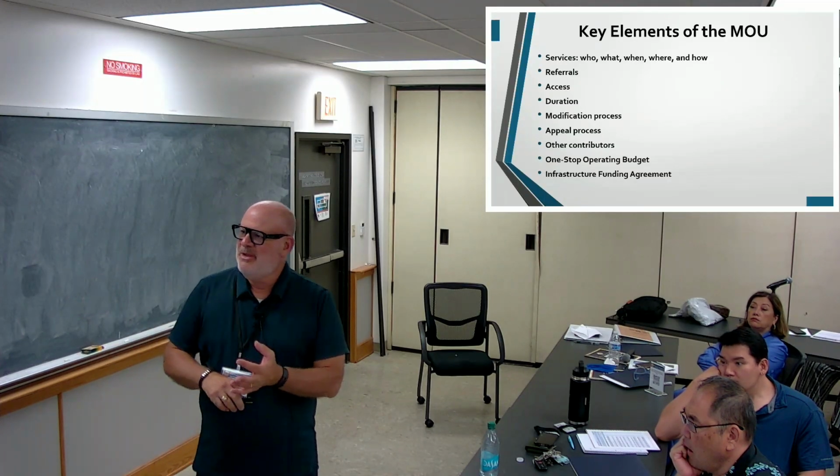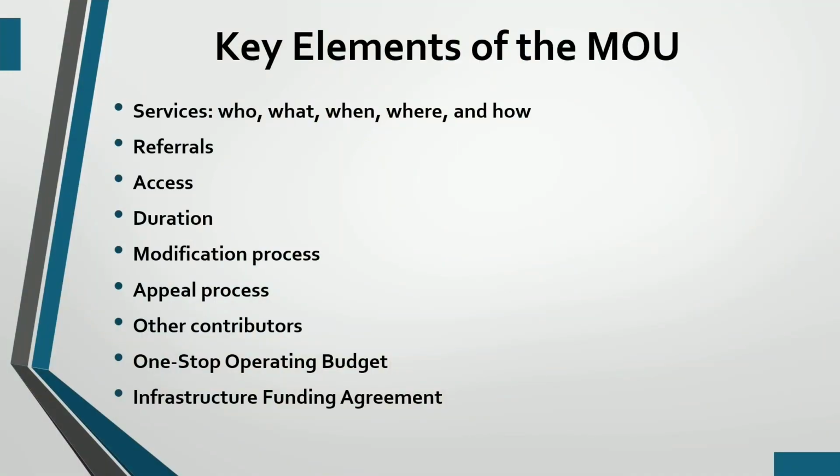What's the MOU? Services, who, what, when, where, and how, right? Who are we providing, what we're going to do, how are we going to refer participants, how are we going to provide access, electronic access, access to people with barriers, handicaps, disabilities, things like that. How long does it last? What's the modification process to the MOU? What's an appeal process if a partner doesn't agree with what they're paying in the MOU or how they're doing it? There's an appeal process. Are there other contributors, other entities providing money?